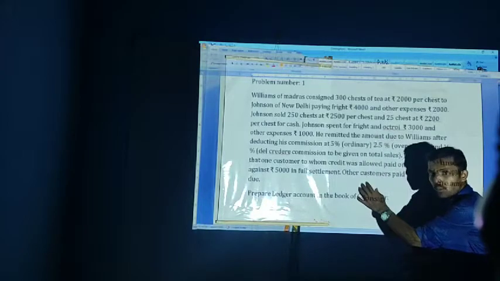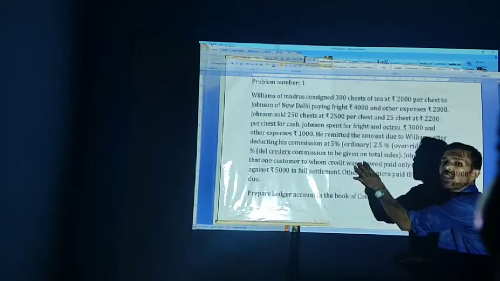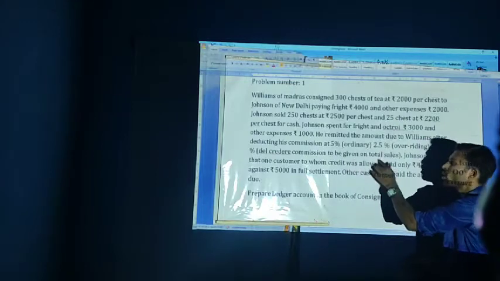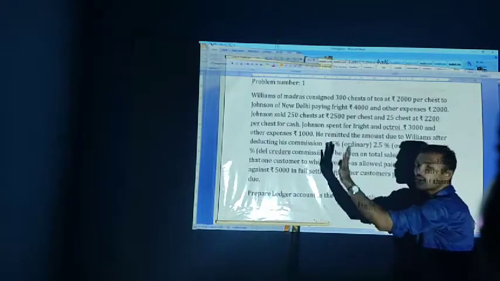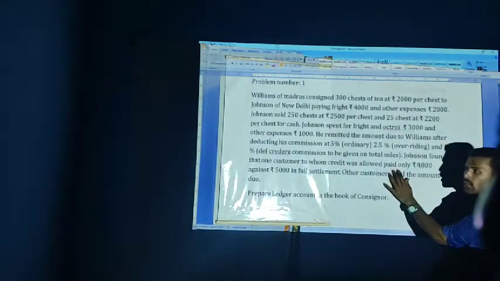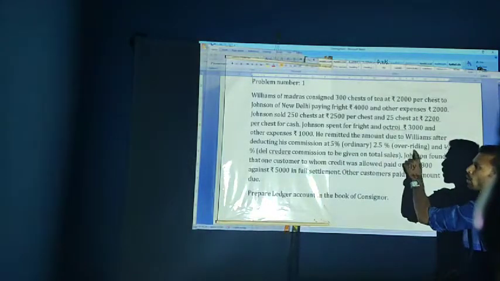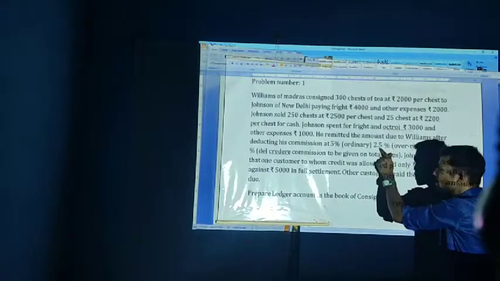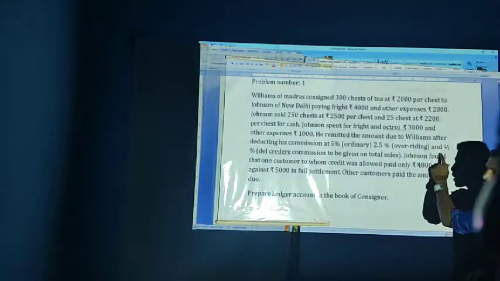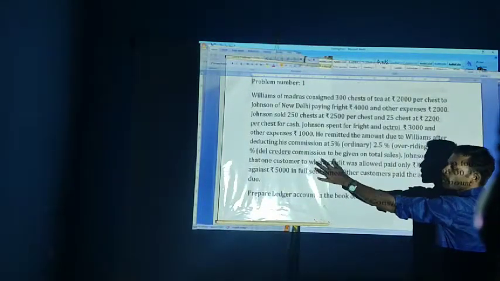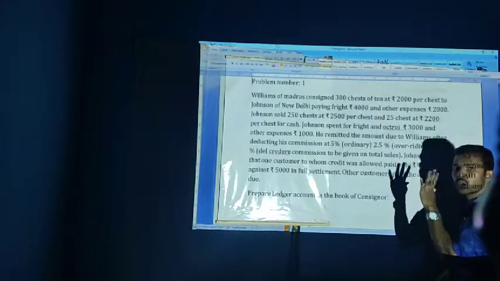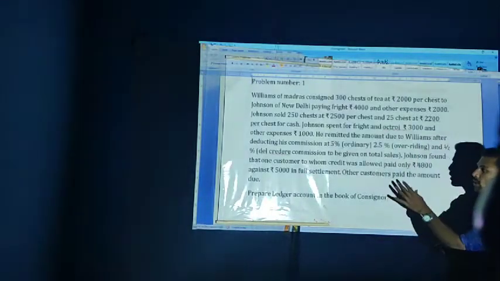But in this problem they are saying that all the commissions will be payable on what? Total sales. So hence take the total sales amount in order to calculate the commission: ordinary commission 5%, overriding commission 2.5%, and del credere commission 0.5% on total sales. That I am going to show in the preparation of the ledger accounts.